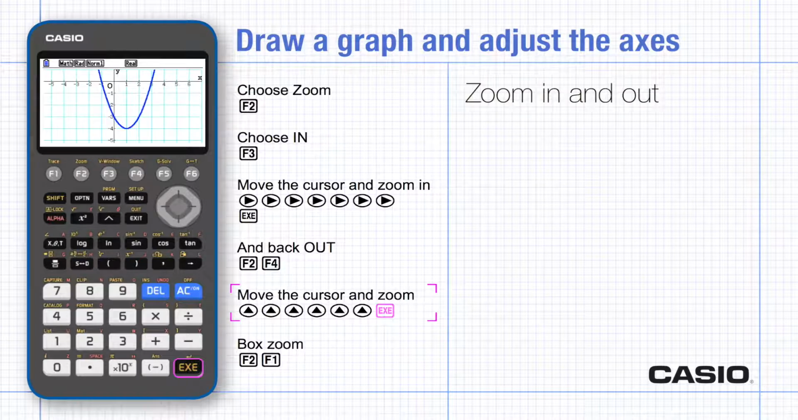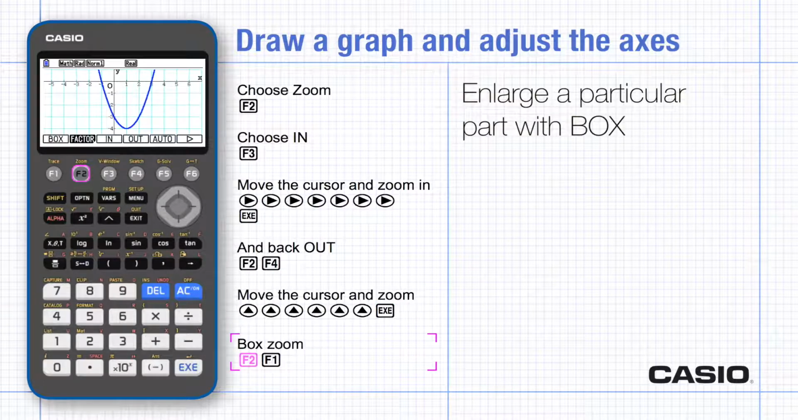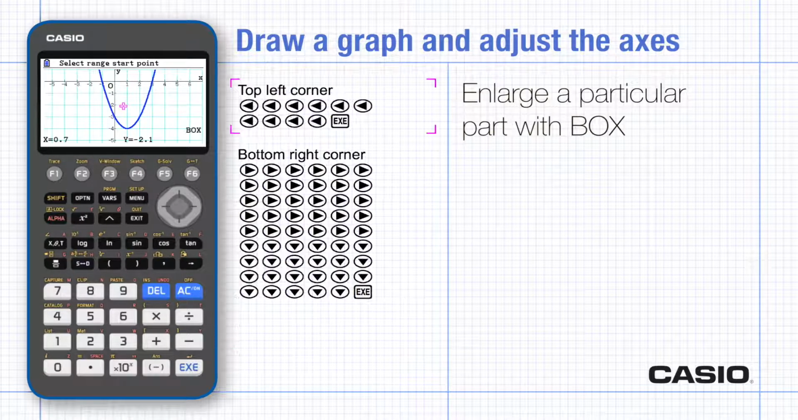If there's a particular part of the graph that you want to see more closely, you can select an area of the graph using box zoom, and this area will then fill the screen. Move the pink cursor to one corner of your box and press execute, and then drag the cursor to the diagonally opposite corner and press execute again. If you don't like the result, you can always go for previous, which is on the second page of the zoom menus.